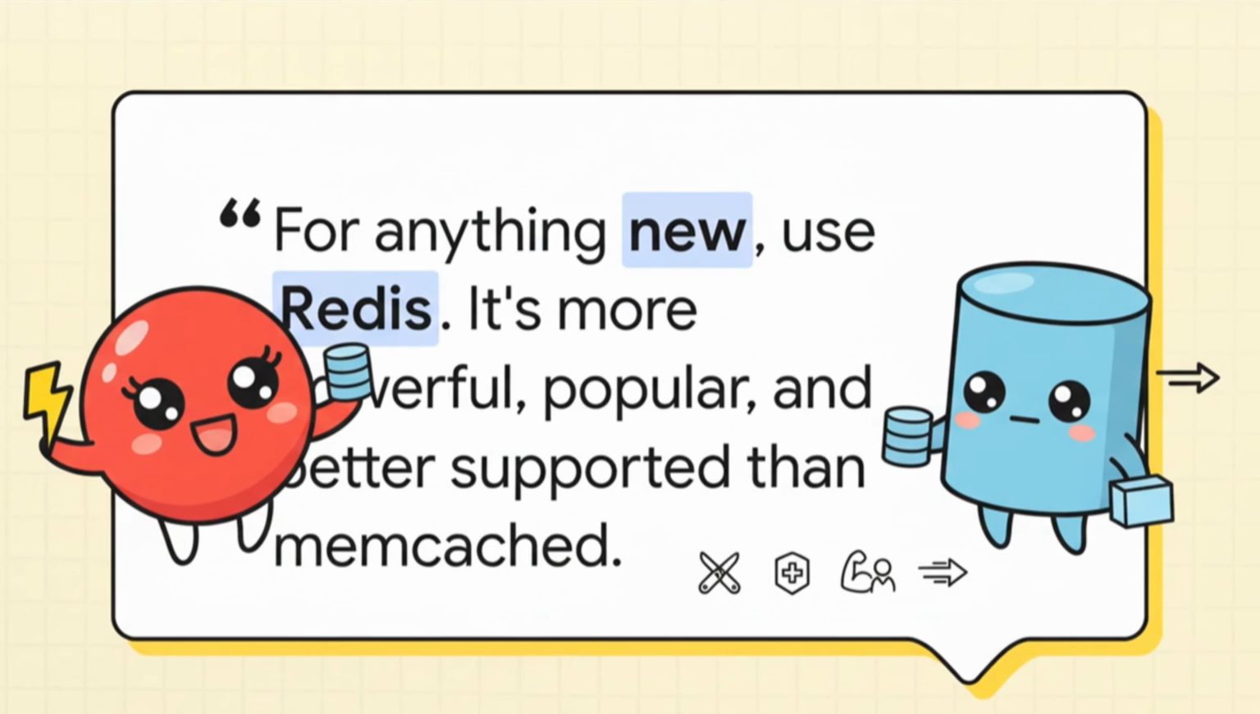And you know what? If you're still on the fence, I want you to hear this quote from a super popular answer on Stack Overflow. It could not be more direct. It says, for anything new, use Redis. Redis is more powerful, more popular, and better supported than Memcached. Redis is better even where their features overlap. I mean, that's a pretty powerful statement, right? It's a huge vote of confidence for modern app development.